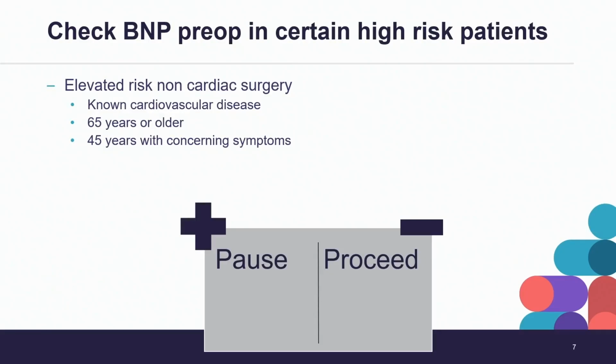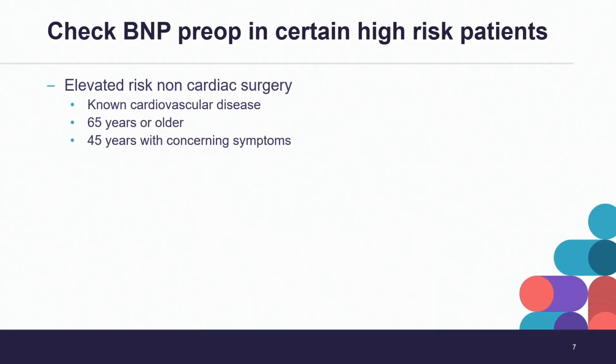The next logical question then is, which patients are most likely to benefit from the preoperative measurement of NT-proBNP? And as of September 2024, the latest ACC-AHA guidelines recommend incorporating NT-proBNP in testing for certain high-risk patients. So for those patients that are undergoing elective, elevated risk, non-cardiac surgery, the guidelines suggest testing those with known cardiac disease that are age 65 years or older, or are 45 years old with concerning symptoms.